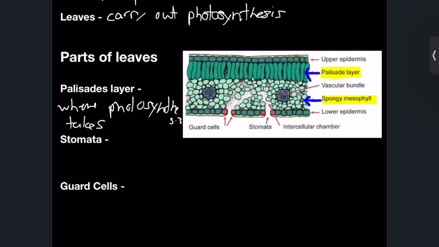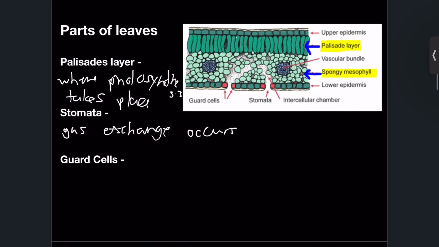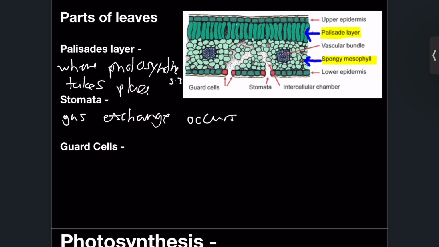The next part of a leaf you need to know, seen at the bottom, are those little gaps, and those are the stomata. The stomata are little pores or gaps in the leaf, in the epidermis, where gas exchange occurs. CO2 enters the plant so that it can be used for photosynthesis, and the oxygen that is produced exits. Finally, you have the guard cells, which open and close the stomata. These control water loss and gas exchange. When the guard cells are open, the stomata is open, and gases and water can go in and out, and when they're closed, it stops that.